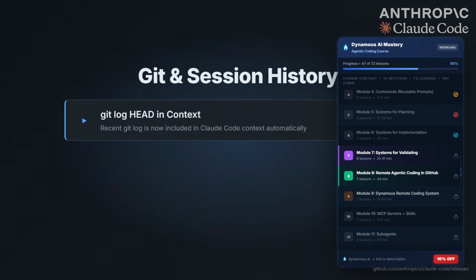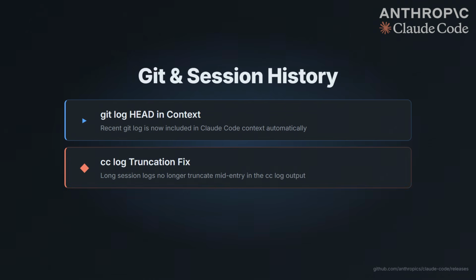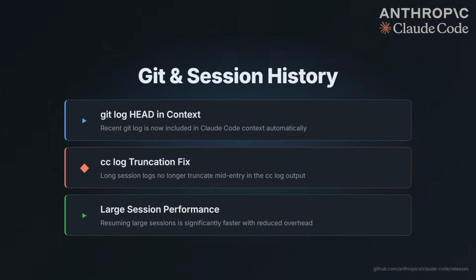git log HEAD no longer fails with ambiguous argument inside sandbox bash on Linux, and stub files no longer pollute git status. The /clog and /resume commands fix a silent truncation bug on sessions larger than 5 MB with subagents. And resuming large sessions is noticeably faster with improved memory usage and startup time.